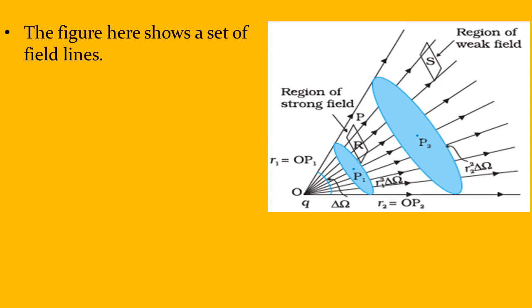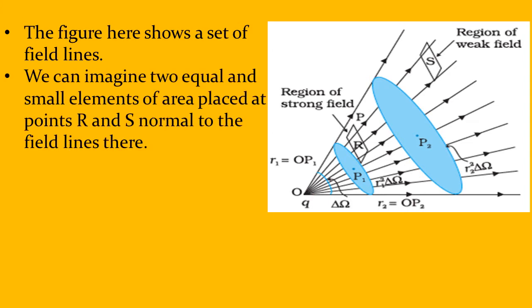Now the figure here shows a set of field lines. Now these are all field lines, right? And let us say this point O is the origin. Now I can imagine two equal area elements. One area element here near R and another area element S at this place. Both these are small area elements and both these are equal in size. And both of them are normal to the field lines. That means the field lines here are perpendicular to these area elements.